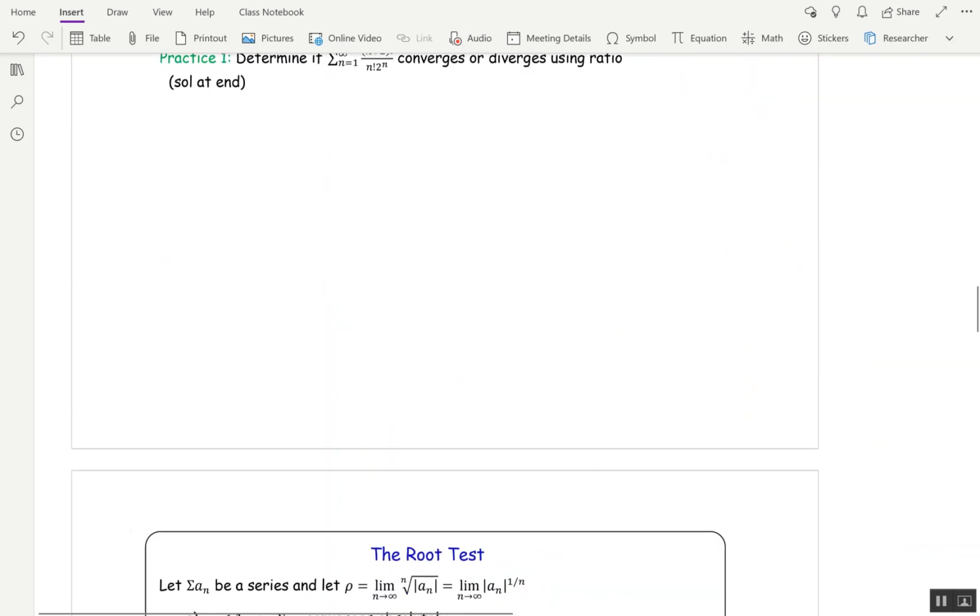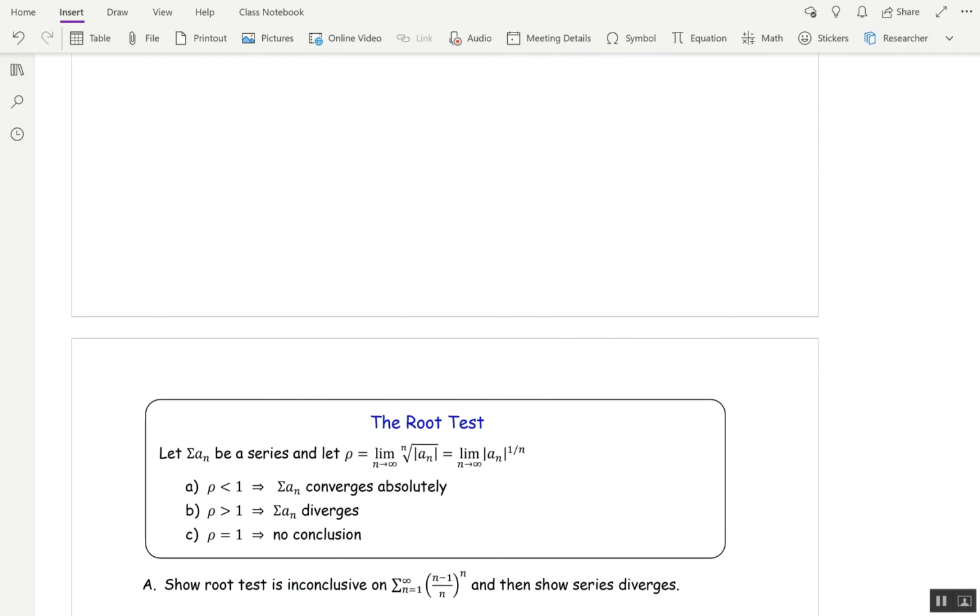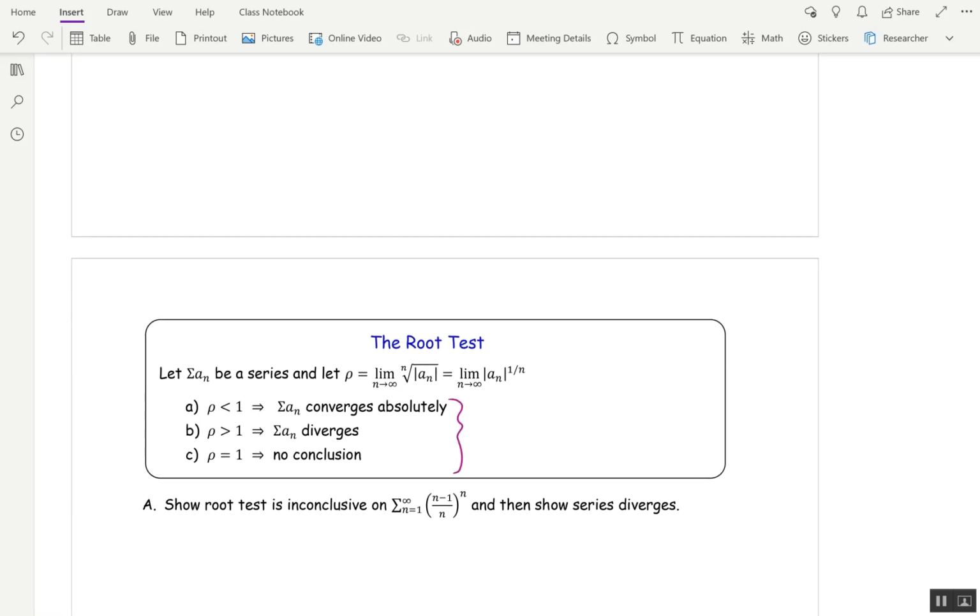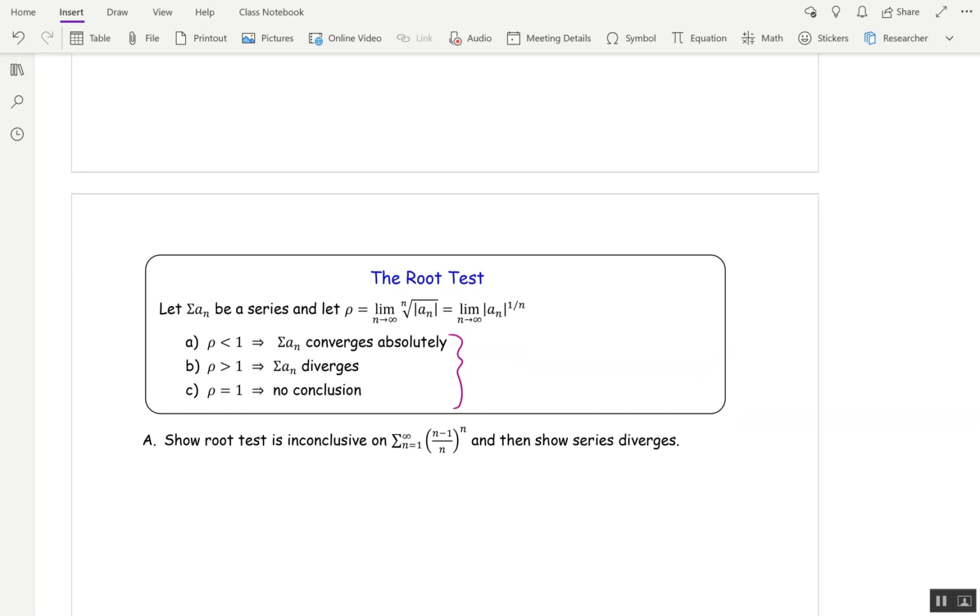And we're going to move on to the root test, which is very similar to the ratio test, except rho is a little bit different. Rho is the nth root of the absolute value of the nth term, but the conclusions are the same. Rho less than 1 is the desirable value to get absolute convergence. All right, so here's an example where rho equals 1, which is case C.